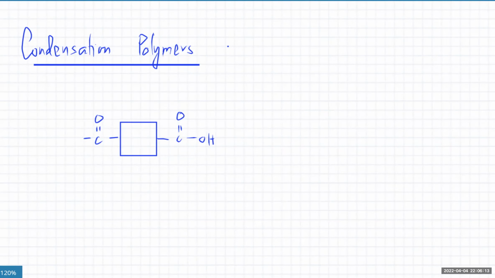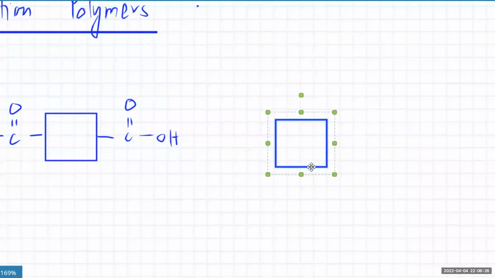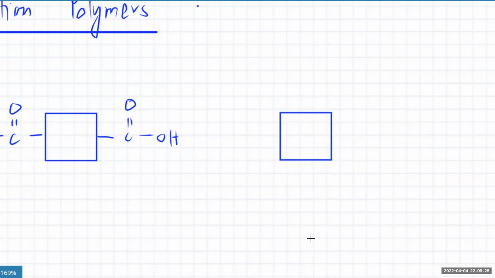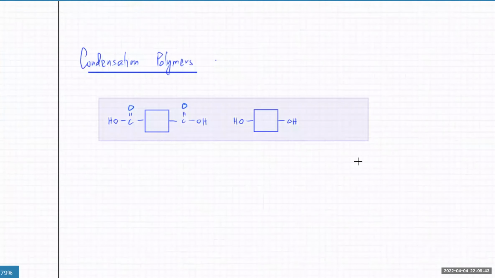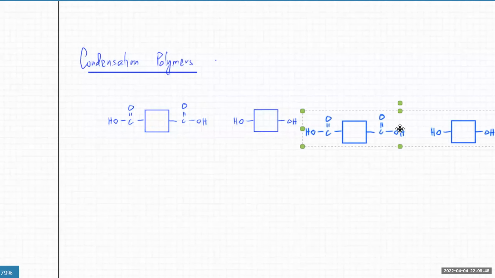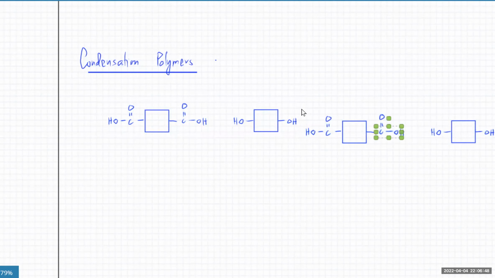And you've got this other molecule that's a diol, so it's an alcohol. The box could represent any molecule, a carbon chain. So this other one is going to be an alcohol, with OH groups on both sides. And the two groups are going to just repeat over and over again. And a water molecule is going to be formed between them.